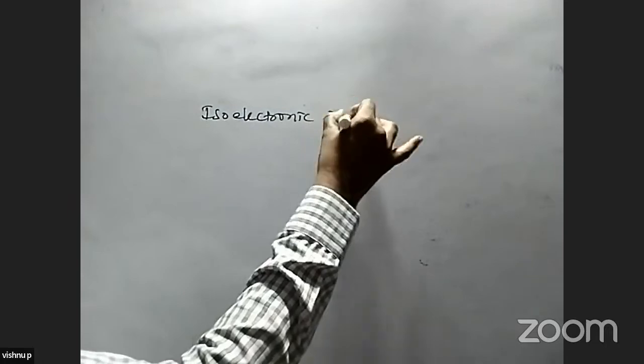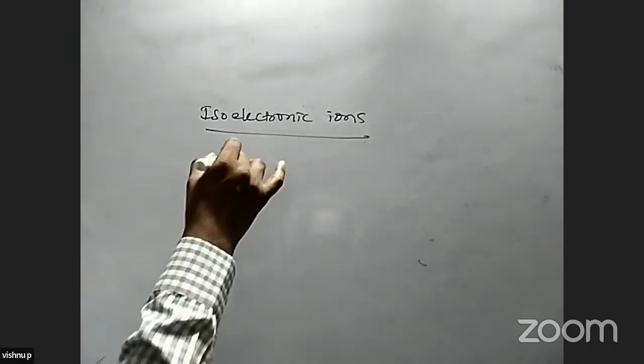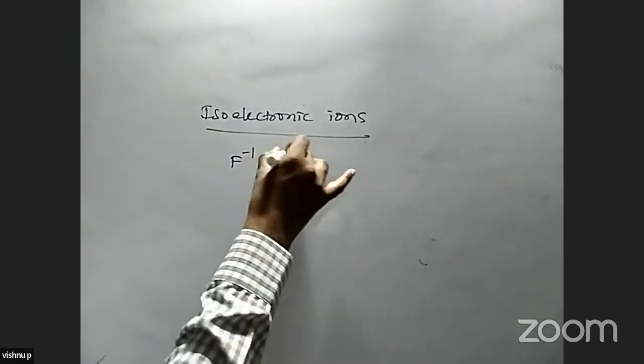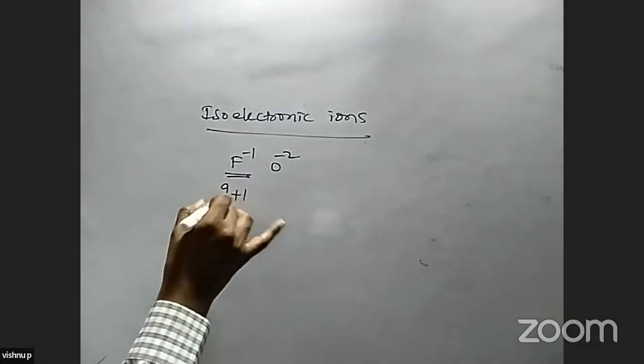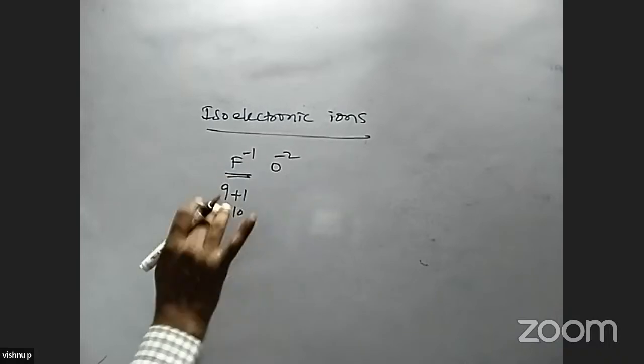Isoelectronic ions. If different ions contain the same number of electrons, they are called isoelectronic ions. We take an example, F minus 1. Fluorine's atomic number is 9, plus 1, since minus 1 means plus 1 electron. The total is equal to 10.